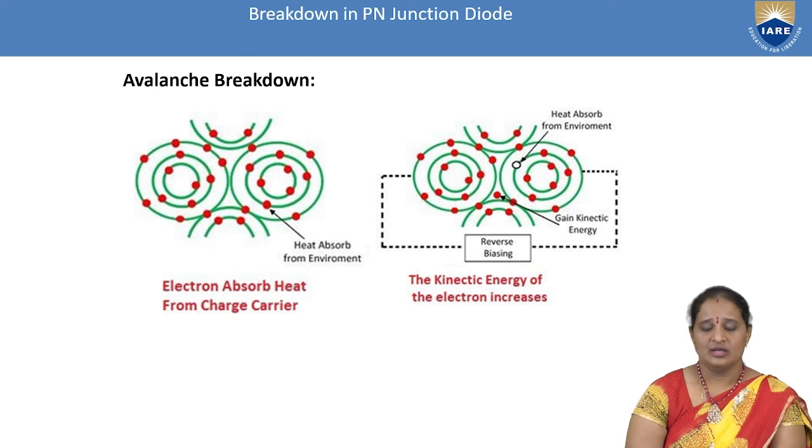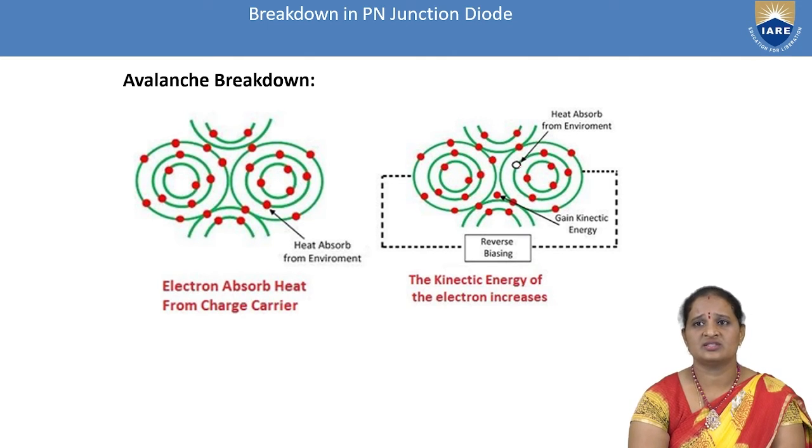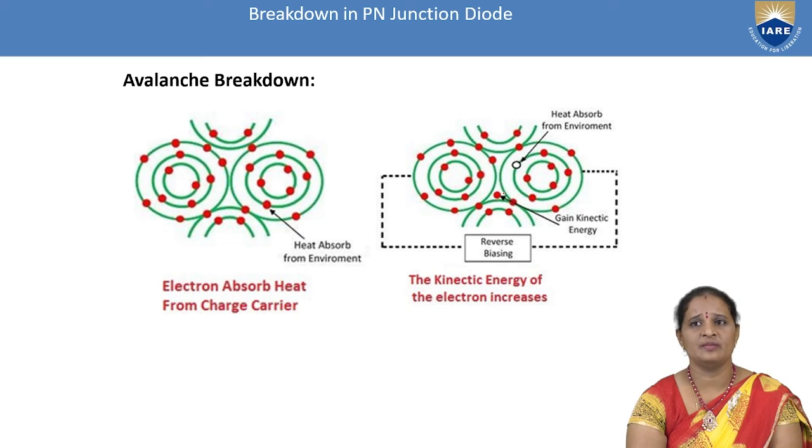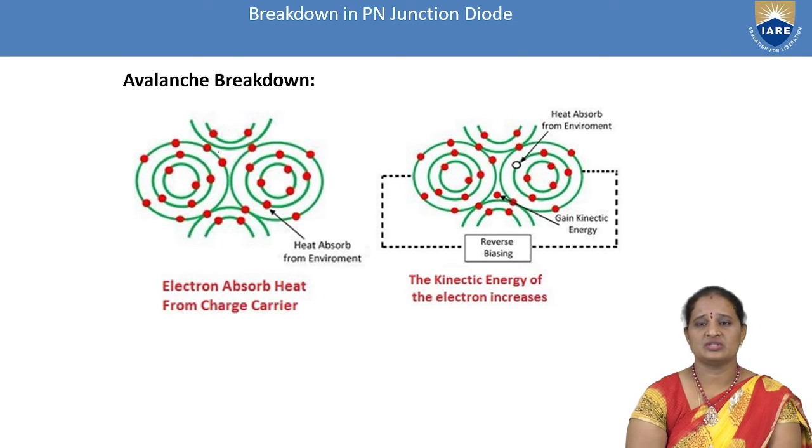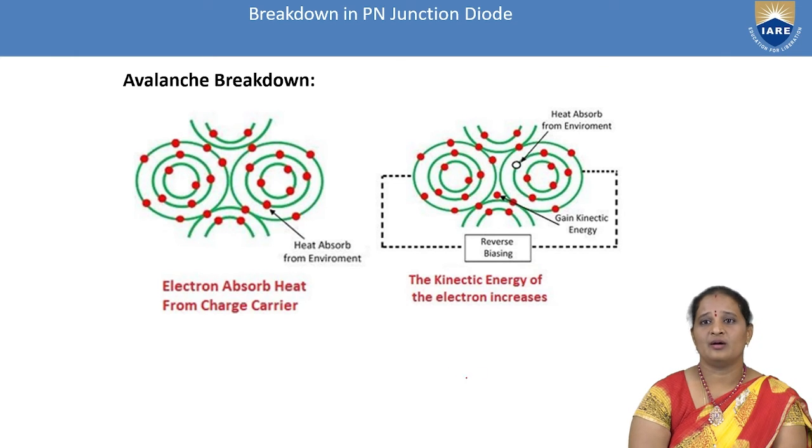Now, this is the mechanism of what is happening in avalanche breakdown. Here, these are the atoms. Due to the heat, these charge carriers will gain kinetic energy and collide with the atoms so that more electron hole pairs will be created, and these further collide with the atoms, breaking the covalent bonds and creating further electrons. So this diagram shows the collision of electrons with the atoms, which creates further electron and hole pairs.